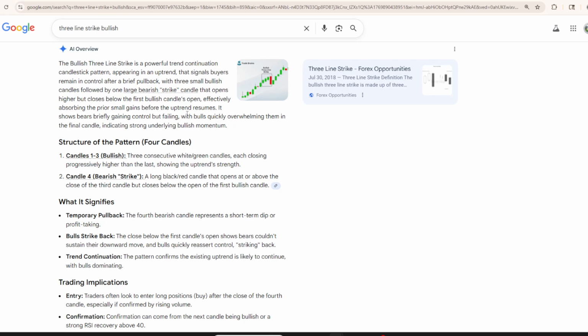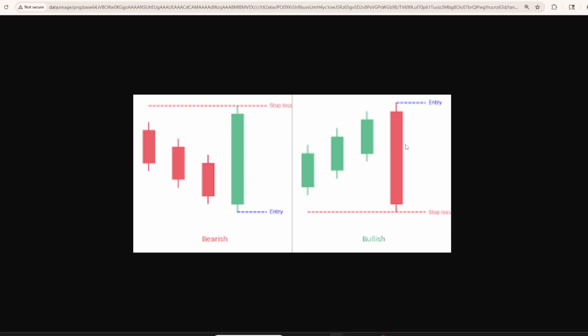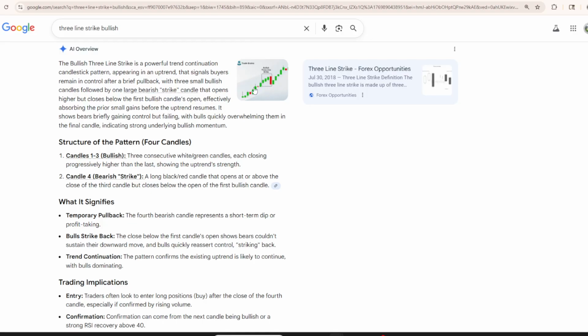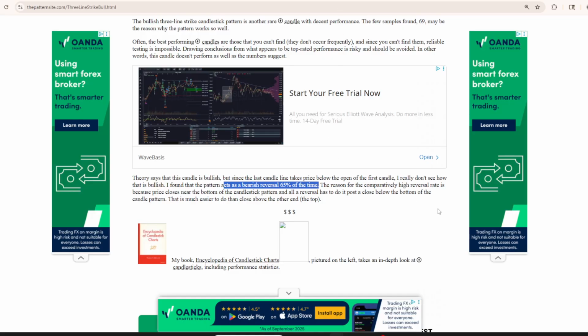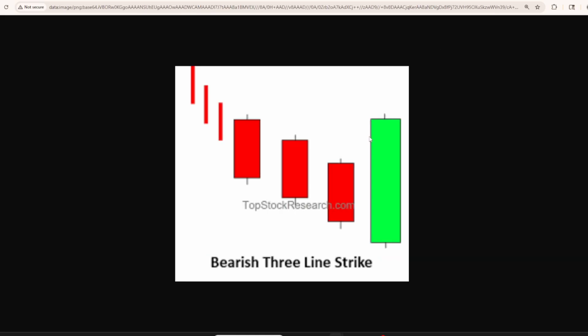Okay, so for example, let's take a look at the image, a bullish three-line strike. It's supposed to be a continuation pattern, and you see that here in the AI overview. It shows the green candles, the big red candle, and then the continuation. However, we know Bulkowski from the pattern site has run the numbers on this. What's interesting is the bullish three-line strike is actually a bearish reversal 65% of the time, and I'll show you why.